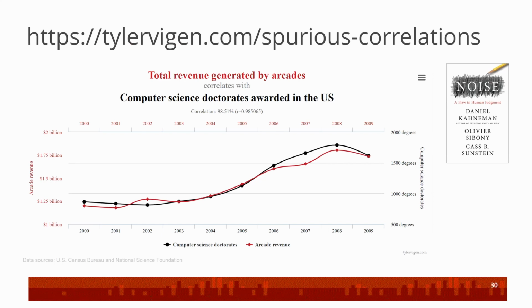Spurious correlations can happen. There's a great site here that's got hundreds of them, and they're hilarious, right? The revenue generated and computer science doctorates are correlating very tightly. So there's no cause and effect here. Correlation does not mean causation.